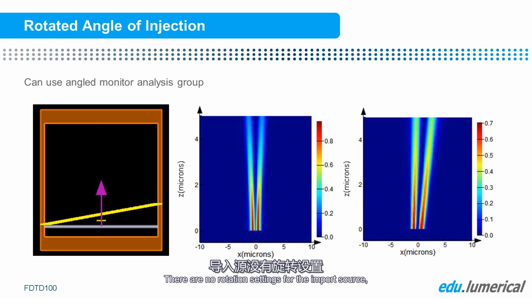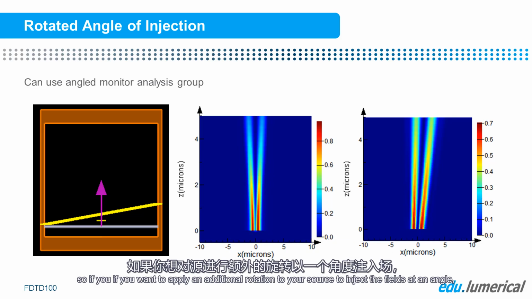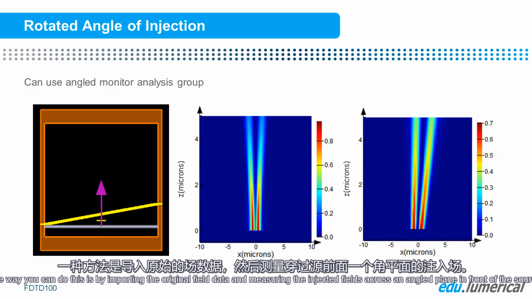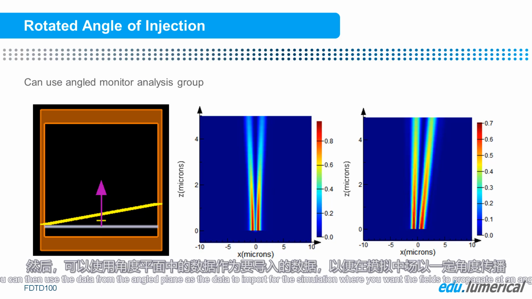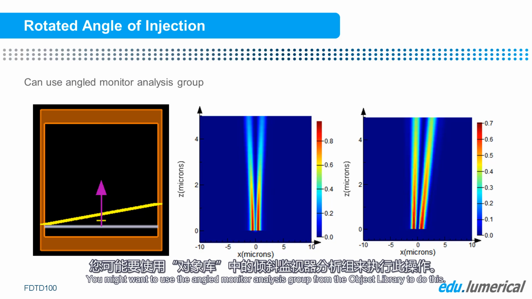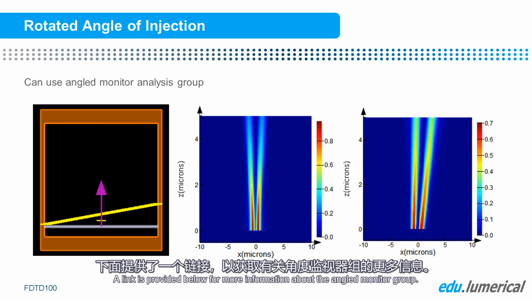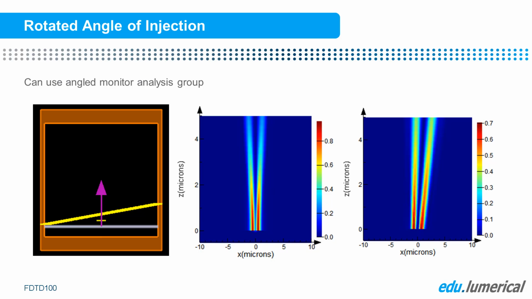There are no rotation settings for the import source, so if you want to apply an additional rotation to your source to inject the fields at an angle, one way you can do this is by importing the original field data and then measuring the fields across an angled plane in front of the source. You can then use the data from the angled plane as the data to import for the simulation where you want the fields to propagate at an angle. You might want to use the Angled Monitor Analysis group from the object library to do this. A link is provided below for more information about the Angled Monitor Analysis group.